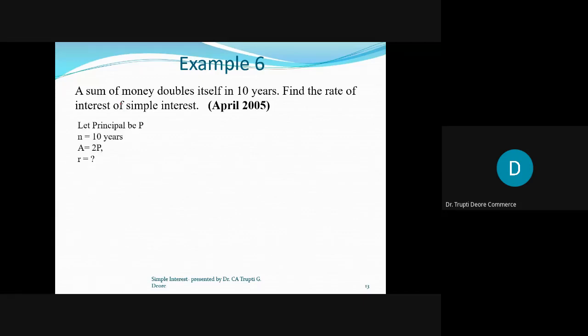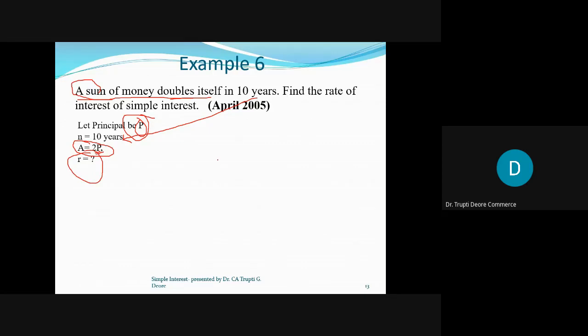So the principal is not given here, so we just assume the principal as P. What is given? A sum of money doubles itself. Sum means P. What happens? It doubles itself. It means after 10 years the amount becomes double the principal, so it becomes 2P, right? And N is given as 10 years. R is equal to question mark.